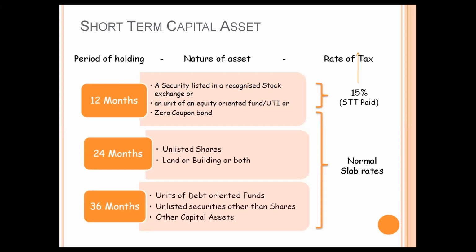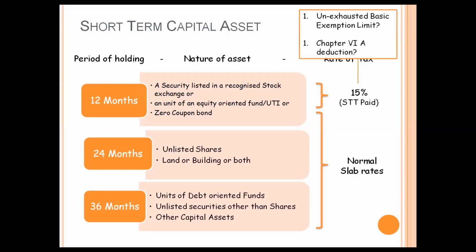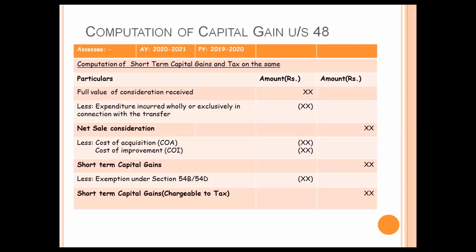Now, how do we compute the rate of tax? The rate of tax is of 2 kinds. One is 15%, the other is the normal slab rates. 15% is for STT paid assets, that is the first two kinds: a security listed on a recognized stock exchange or a unit of an equity-oriented fund, only if STT is paid. Can unexhausted basic exemption limit be claimed against this 15%? Yes, it can be claimed. Chapter VI-A deduction is not available.